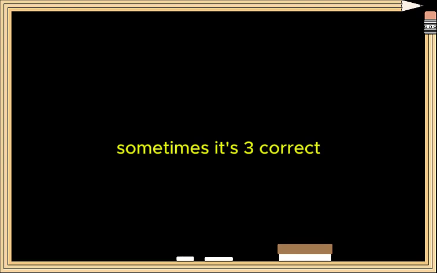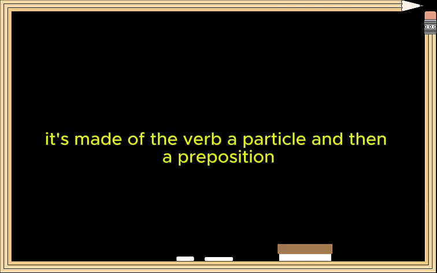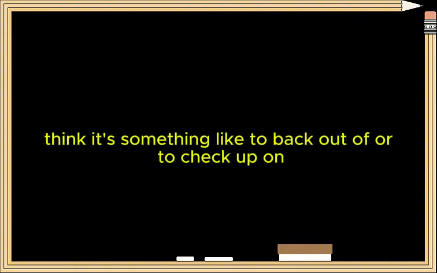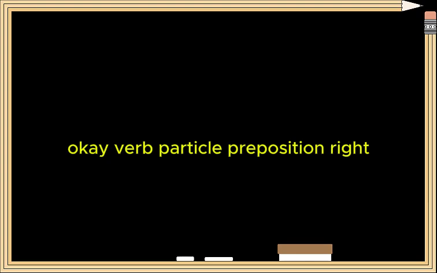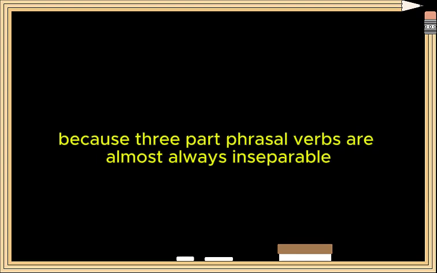And you mentioned earlier that it's not always just 2 words. Sometimes it's 3. Correct. When you run into a 3-part phrasal verb, it's made of the verb, a particle, and then a preposition. Think something like to back out of or to check up on. Okay. Verb, particle, preposition. Right. And just knowing the structure exists is key because 3-part phrasal verbs are almost always inseparable.